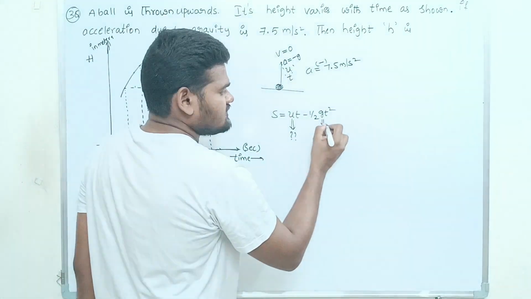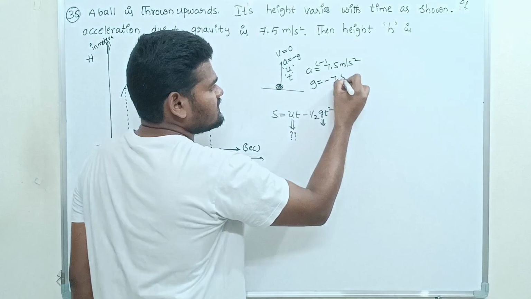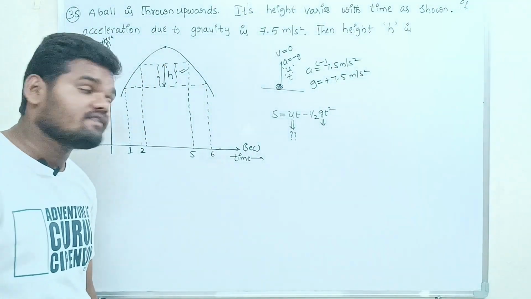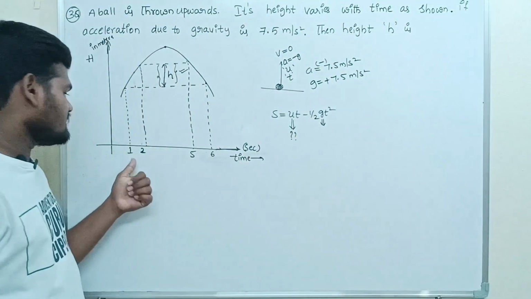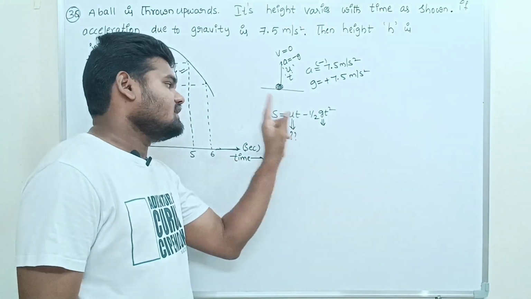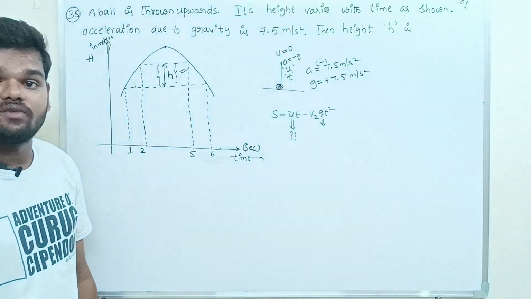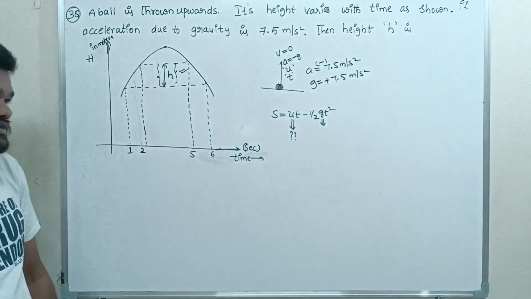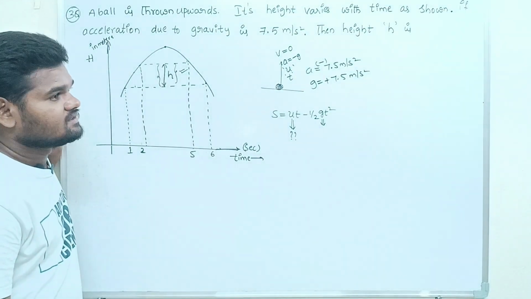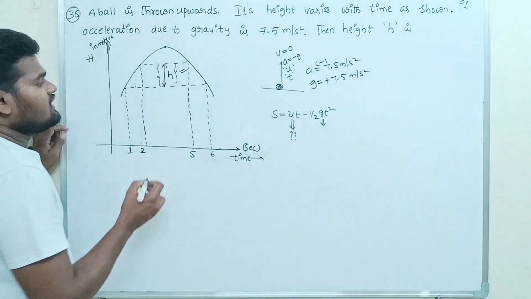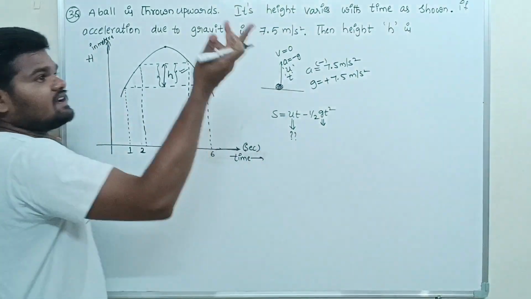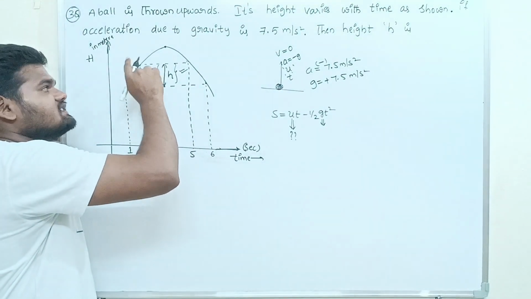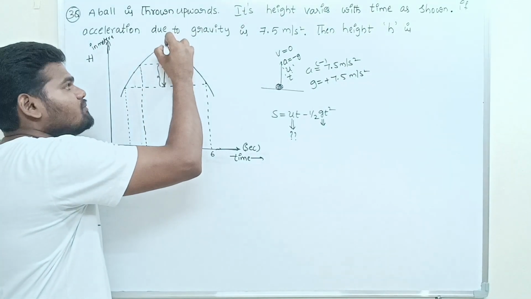So the g value is also given: minus 7.5 meter per second square, plus 7.5 meter per second square. Acceleration due to gravity is given, and time is also given. We have to find the initial velocity of the object. Just think how to find the initial velocity of the object. Any idea? Right, have a look. Whenever the object is projected in a vertically upward direction, the displacement of the object increases, and at a maximum height.